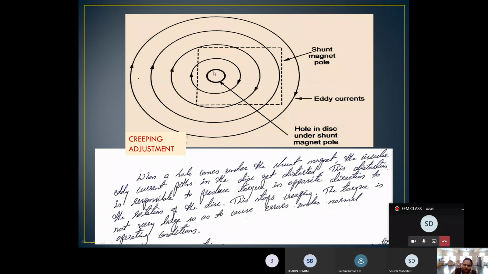Here we are going to drill the holes in the disc. This is the shunt magnet pole. Magnet pole means the poles it's connected to, right? Due to this hole, an eddy current is going to be introduced. This eddy current is opposite to the current which is there in the disc. It is also opposite to the flux generated by the magnetic poles. Eddy current is always opposing the movement. That's what is done in the creeping adjustment.